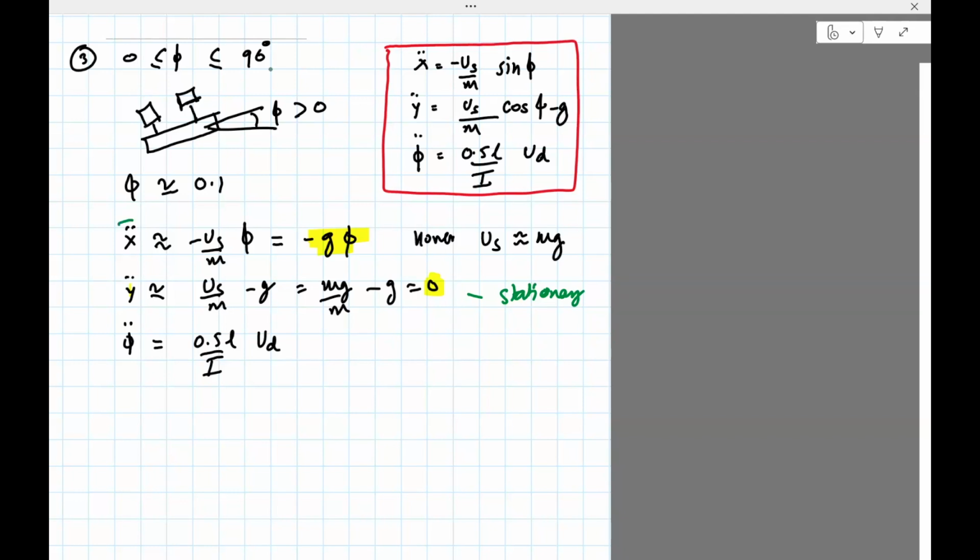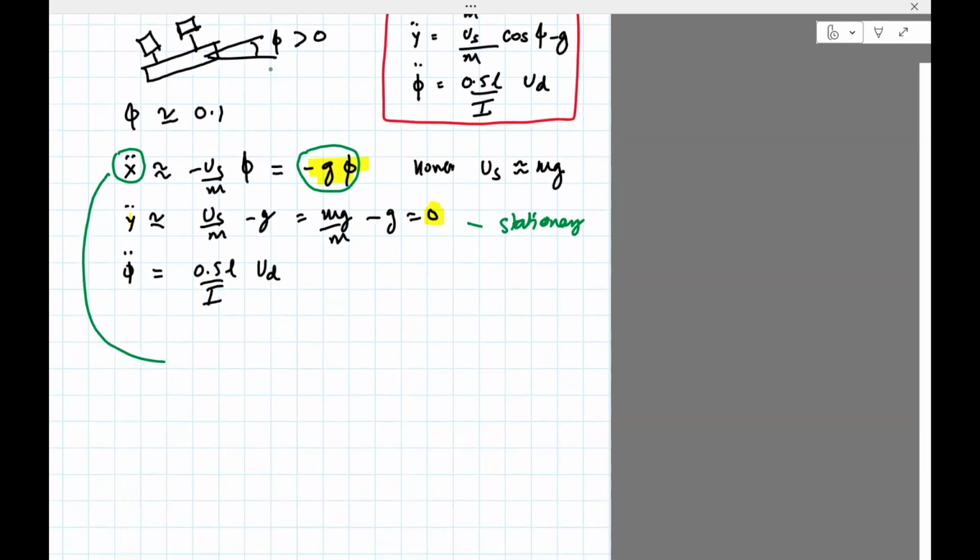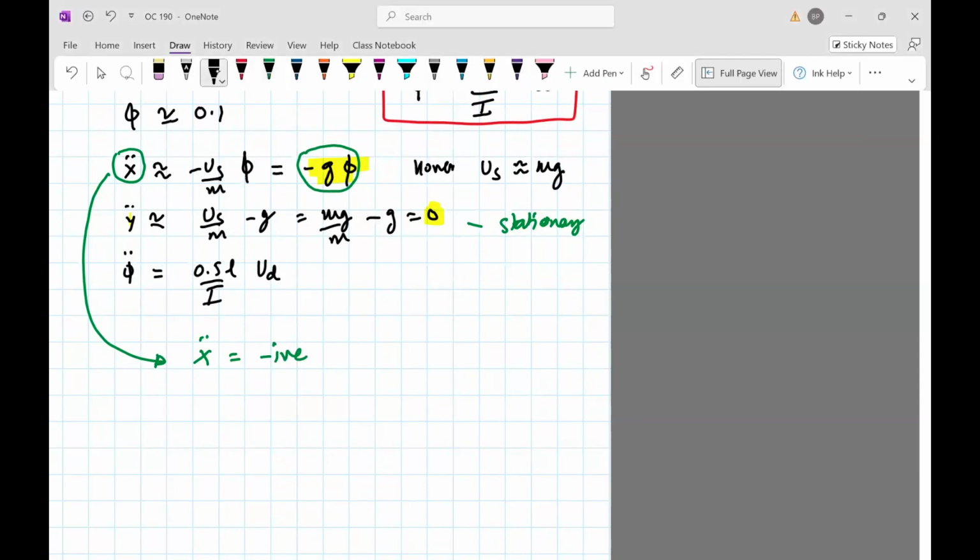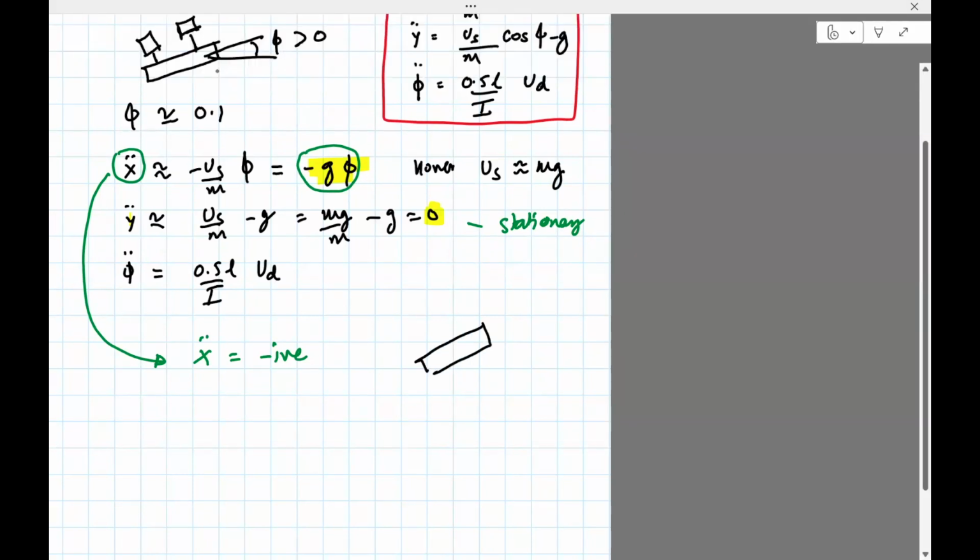But look at this term. It is minus g phi. Okay, so if phi is positive, which it is, minus g phi is going to be negative, which means that from this equation, x double dot will be negative. What does it mean to have an acceleration that is negative? It means that this drone is going to move this way. Actually, it'll keep accelerating that way. It will not stop. You cannot stop it because of the condition.